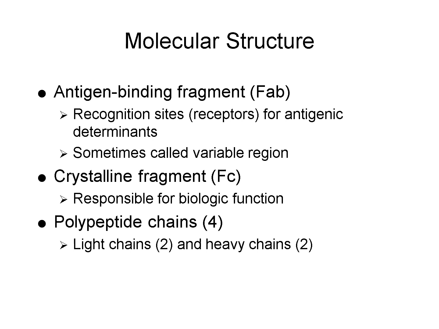Antibodies are Y-shaped molecules made up of 4 polypeptide chains, 2 identical light chains, and 2 identical heavy chains. The arms of the Y, called the antigen binding fragments, or Fab regions, are the parts of the antibody that recognize and bind to antigens. These sites are highly variable and determine the antibody's specificity. The stem of the Y is called the crystalline fragment, or Fc region. It is responsible for the antibody's biological activity, including interactions with other cells of the immune system.